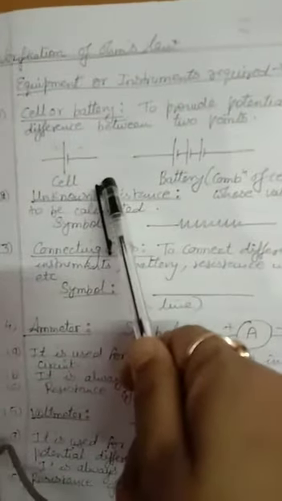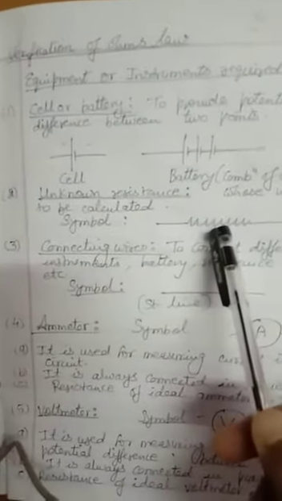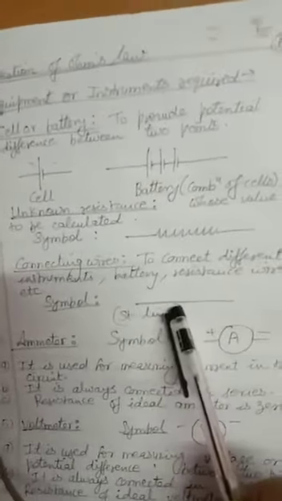Next thing is connecting wires. For example, we have a cell or battery, then the unknown resistance, then the plug key or switch, and similarly other devices also. To connect these devices we use connecting wires. Connecting wires are normally good conductors. We take aluminum wires, in normal circuits we use copper wires, and for a specific purpose like solar cells we use silver also.